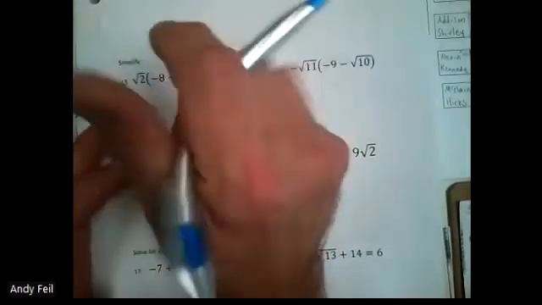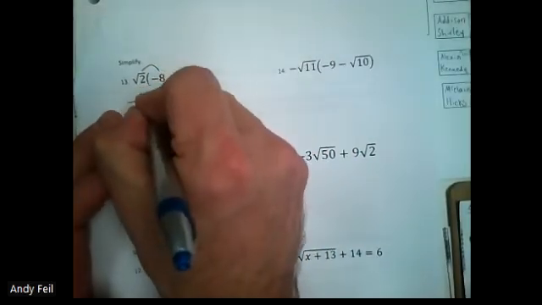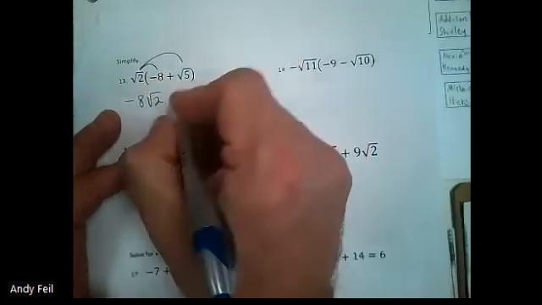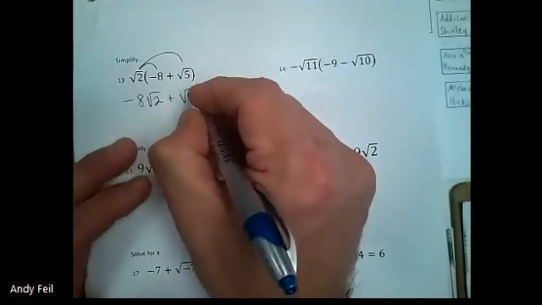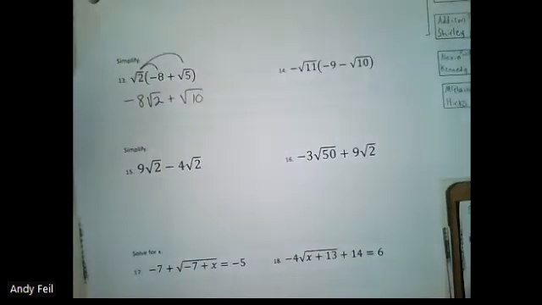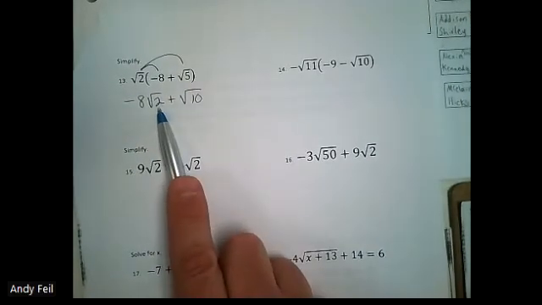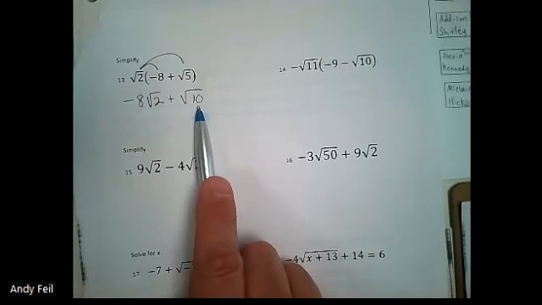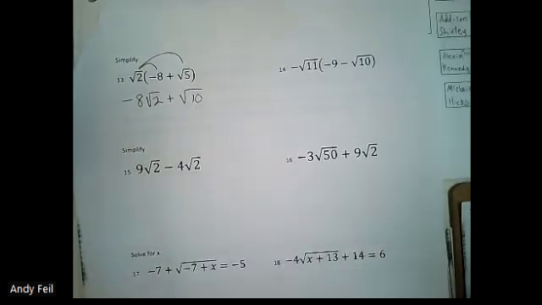Distribute. So let's see, that's going to be -8 square roots of 2. And that's going to be plus the square root of what? Okay, now simplify. Can you think of a perfect square that goes into 2 or 10? Me either. So that's done. You're all done.